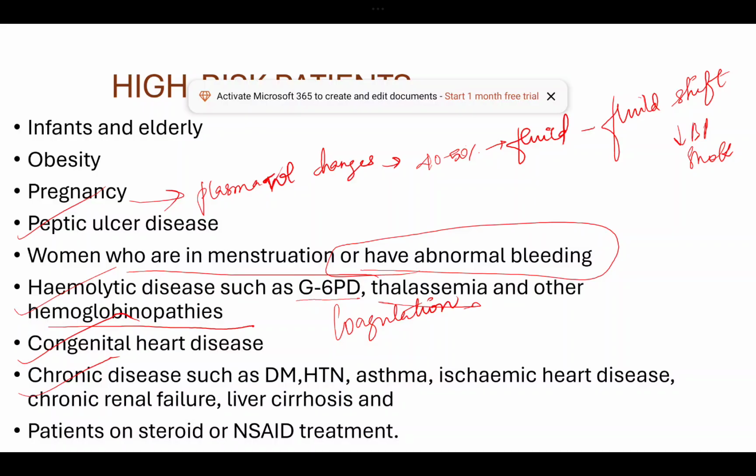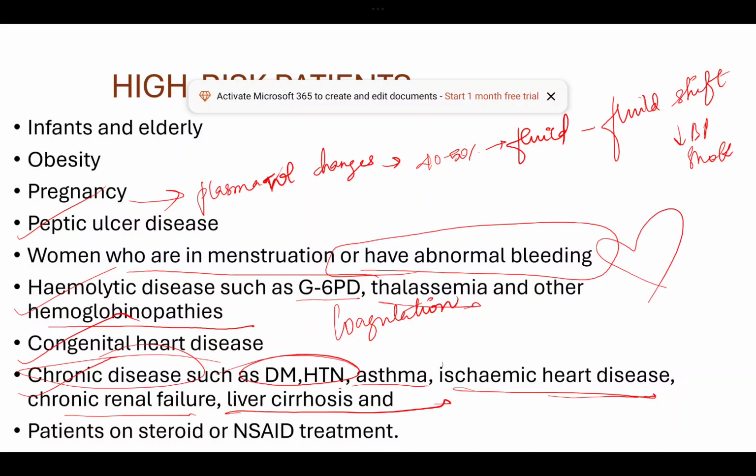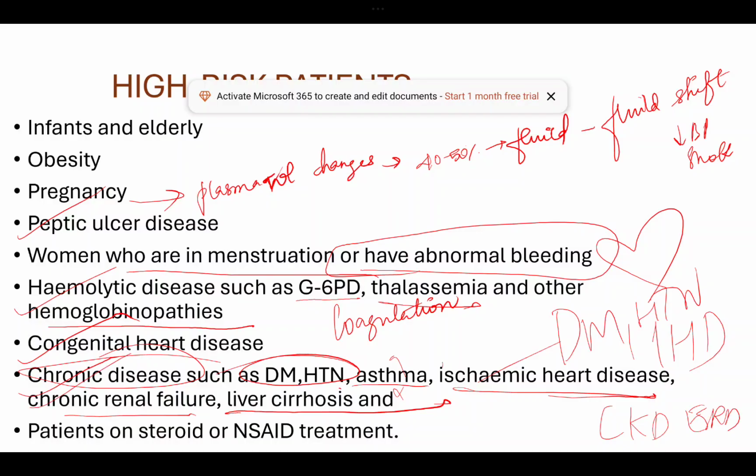We have chronic diseases like diabetes mellitus, hypertension, asthma, ischemic heart disease, chronic renal failure, and liver cirrhosis. Patients with all these diseases, like congenital heart disease, diabetes, hypertension, asthma, IHD, CKD, end stage renal disease, renal failure, liver cirrhosis, and those on steroids or NSAIDs treatment are at a higher risk.